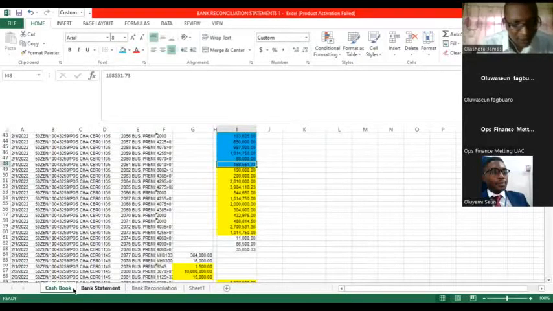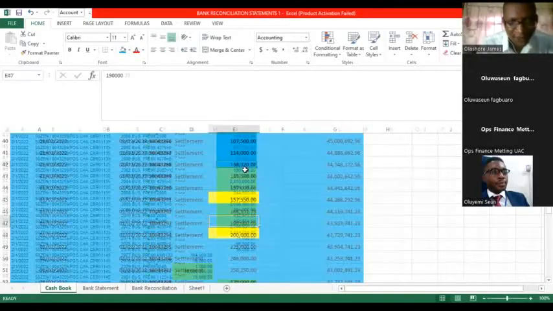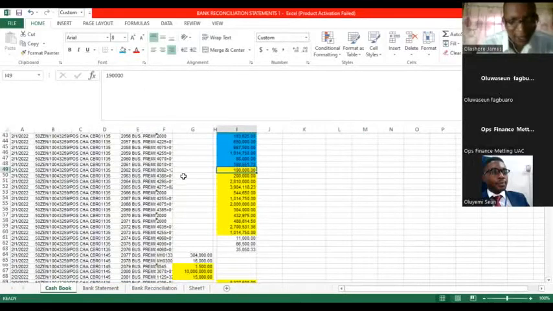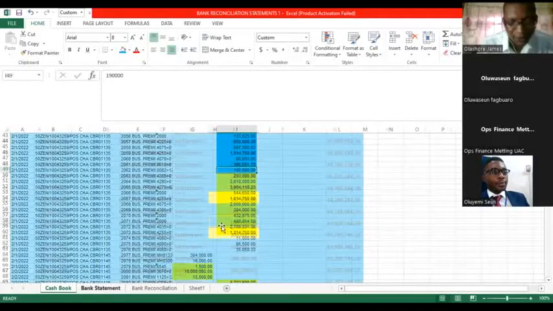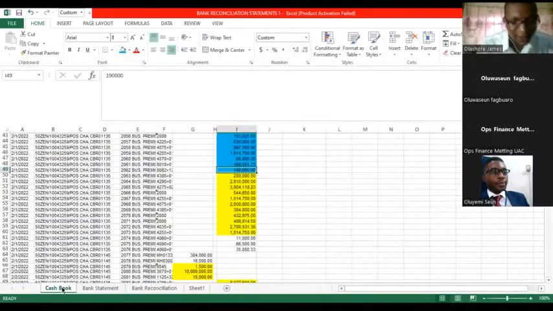Then I come back to cash book. What's the next one? 190. So we are picking 190 is here. So I come to this place, 190, I also pick. Then 200 is the next one. 200 is here. I ticked. Then here, my 200, I also ticked.